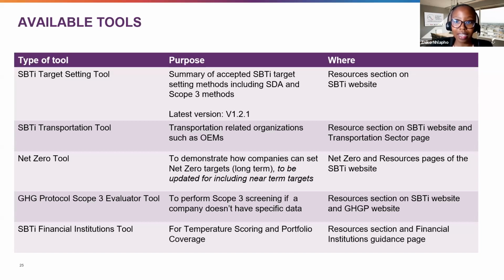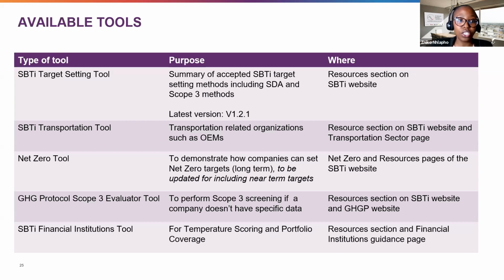And then thirdly, we have the net zero tool, which we recently launched. So this again is a target setting tool to calculate your long-term SBTs in line with the net zero standard. And also just to highlight that there will be an updated version of this available soon, which will combine the near-term targets as well. And then on the fourth row, we have the GHG Protocol Scope 3 Evaluator tool.